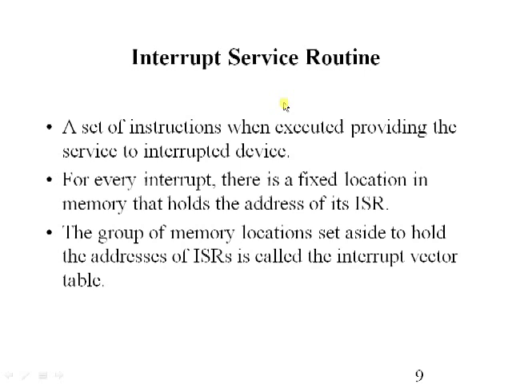Now, what is an interrupt service routine? As I told you, it is a set of instructions which, when executed, provides the service to the interrupted device. So it is a program which is related to an interrupted device. Whenever the processor executes this particular program, it means that the processor has provided its service to the interrupted device. For every interrupt, there is a fixed location in memory that holds the address of its ISR. As the processor can handle multiple interrupts, all these ISRs are stored inside the memory, and the processor will not know the starting address of each and every ISR. So all these addresses are placed inside one memory location, and that location is called the interrupt vector table.